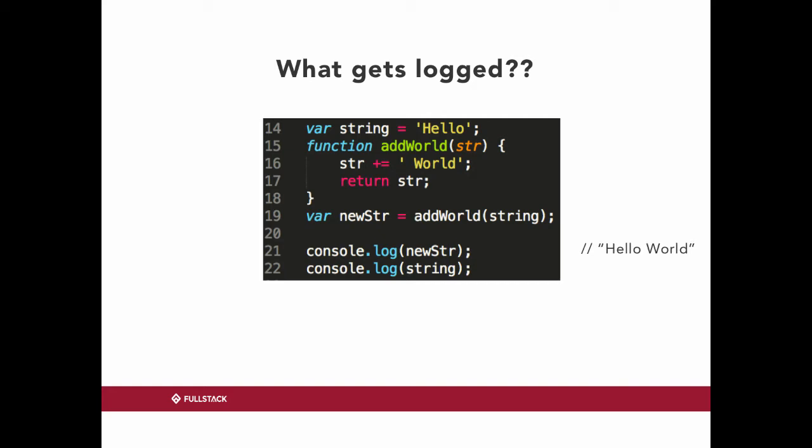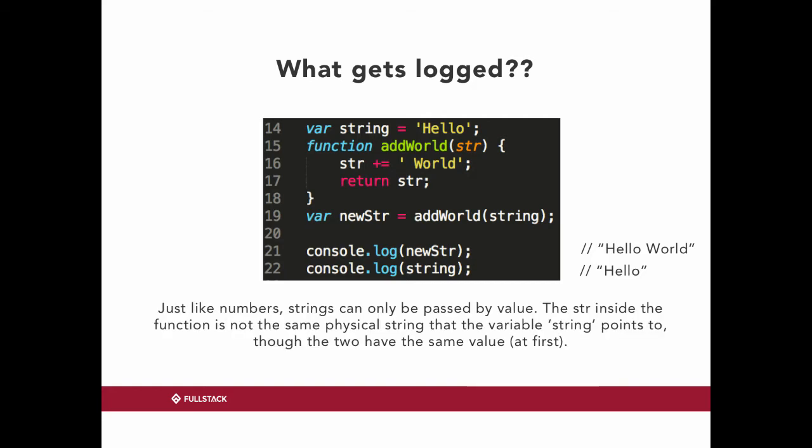Yeah, and then what is string going to be? Exactly, because this is another example of pass by value. So they have their own physical places.